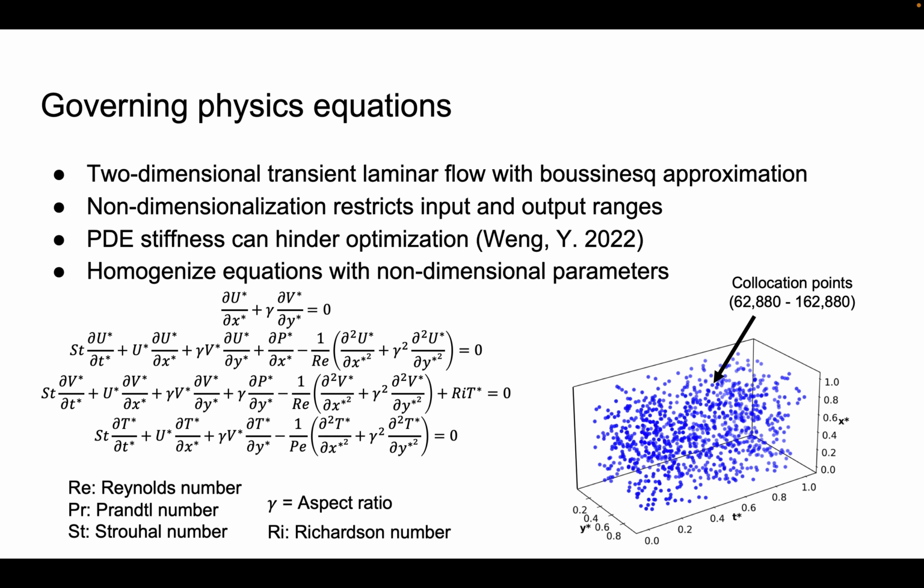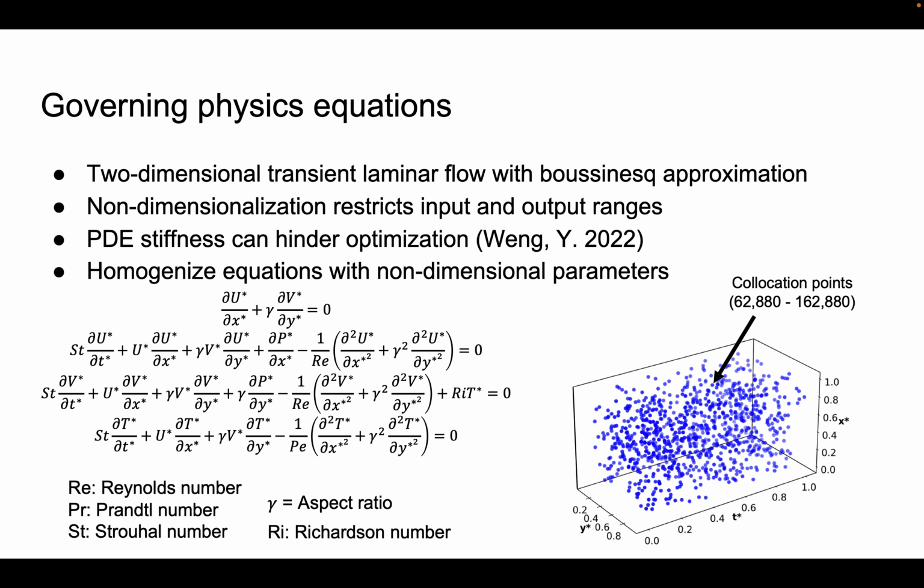And we also see that PDE stiffness can hinder optimization. So the stiffness of the PDE is defined by, let's say if you have a very large term and a very small term of the PDE, then those 2 terms would have very different step sizes. Those doing optimization would be familiar with this. And lastly, we also homogenize the equations with the non-dimensional parameters. So some things we can do is maybe we can tune the reference length or the reference velocity so that most of these terms within our PDEs are of more or less a similar order of magnitude.